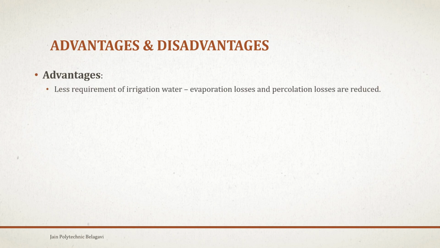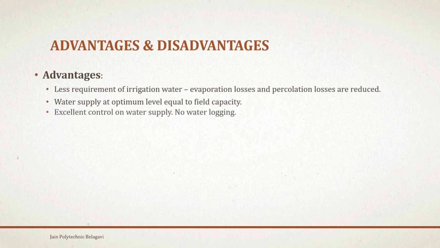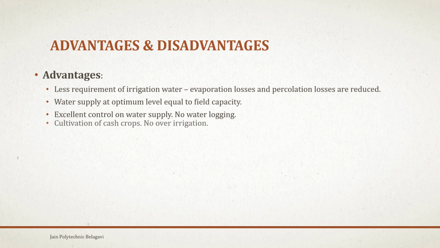The advantages will be less requirement of irrigation water. Evaporation losses and percolation losses are reduced. Water is supplied at the optimum level, equal to field capacity. Excellent control on water supply, and no waterlogging will happen. Cultivation of cash crops is possible, and there is no over irrigation.